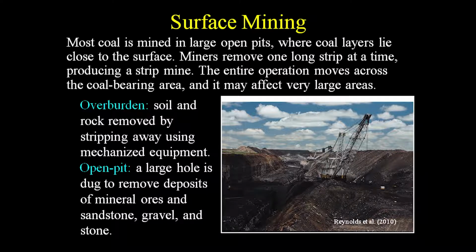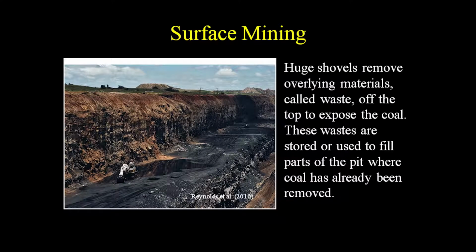Two important notions in surface mining are overburden and open pit. Overburden is soil and rock removed from stripping away using mechanized equipment. An open pit is a large hole that is dug to remove deposits of mineral ores in sandstone, gravel, and stone. Huge shovels remove overlying materials called waste to expose the coal. These wastes are stored or used to fill parts of the pit where coal has already been removed.